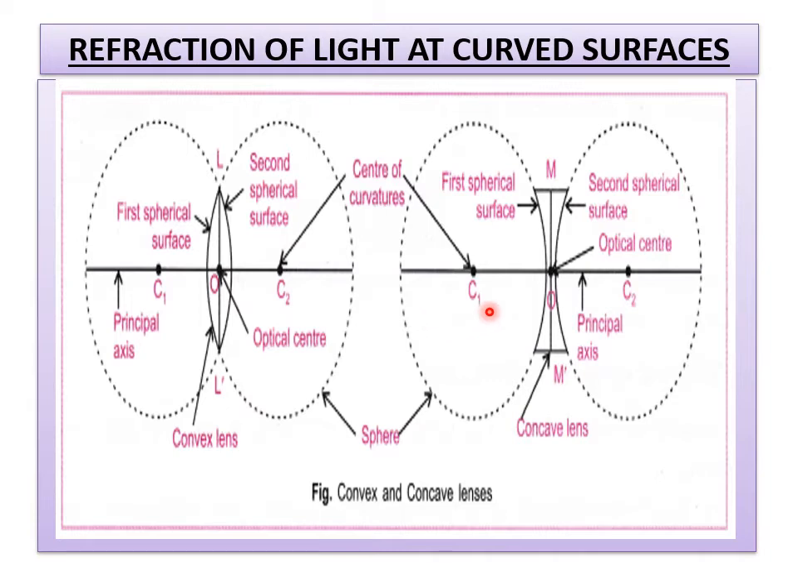I hope you have understood now. And again, the principal axis is also the same thing. A line joining these centers of curvature is known as the principal axis, irrespective of the lens, either concave or convex. The same thing applies.